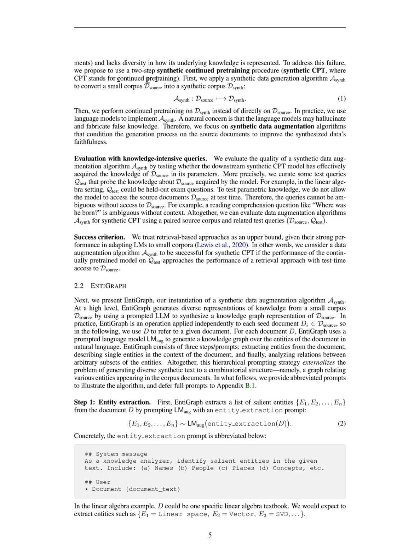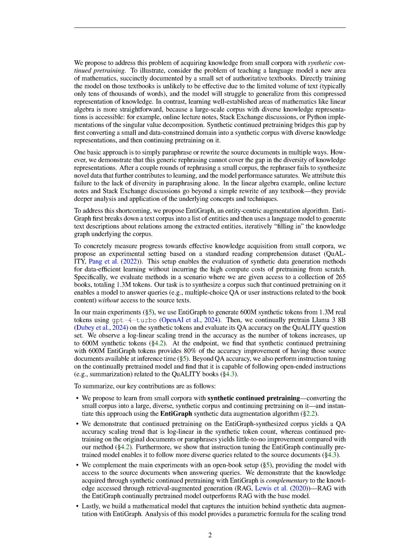The EntiGraph algorithm operates through a three-step process to generate synthetic knowledge from a small corpus. First, it extracts a list of salient entities from each document using an entity extraction prompt directed at a language model, which identifies key concepts relevant to the text. Next, for each extracted entity, the algorithm generates a synthetic document that describes the entity in the context of the source document, utilizing an entity description prompt to provide detailed information about the entity's role.